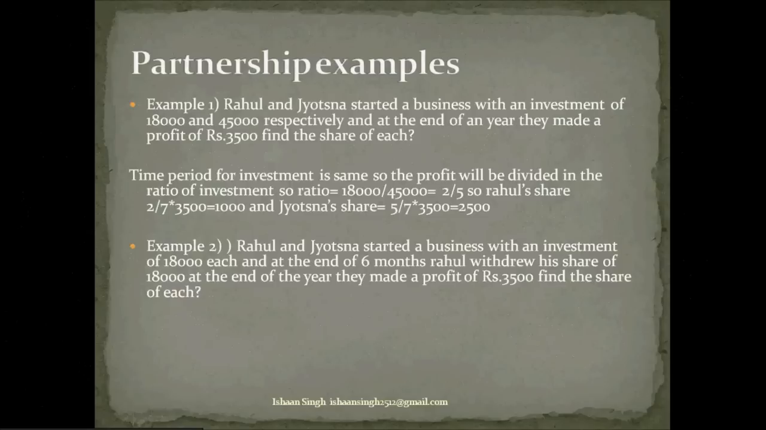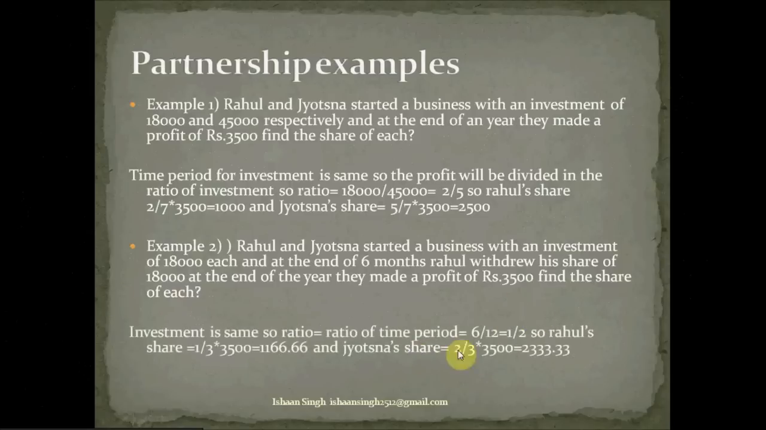So now the profit will be divided in the ratio of the time period. So the ratio becomes 6 by 12, that is 1 by 2. So 1 upon 1 plus 2, that is 1 by third part of 3,500 goes to Rahul, and 2 by third part of 3,500, that is 2,333.33 goes to Jyotsna. I hope it is clear. If it is not clear, please stop here, take a look at the examples we have discussed, and then move on.